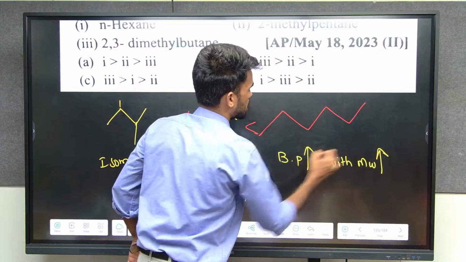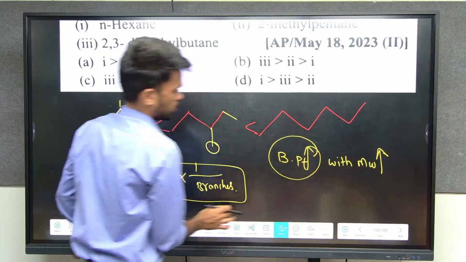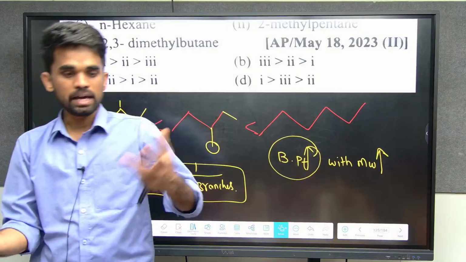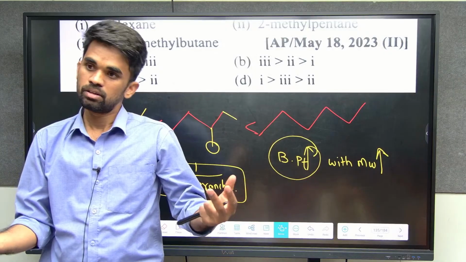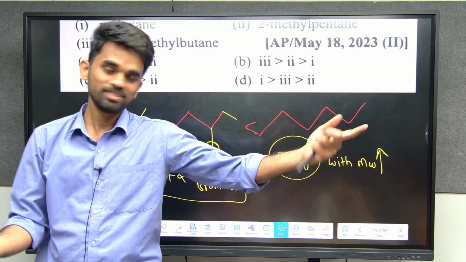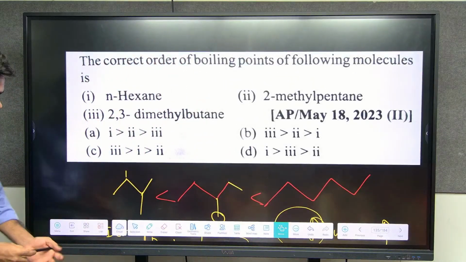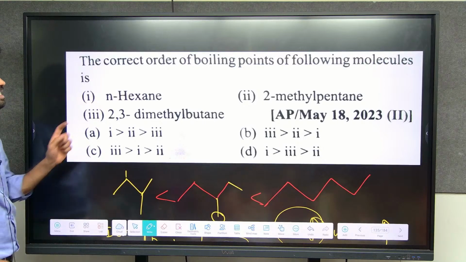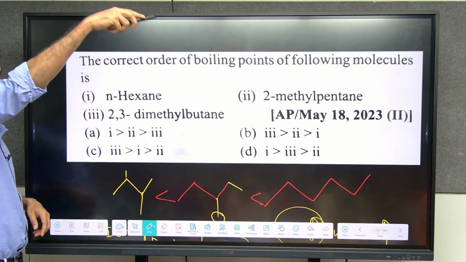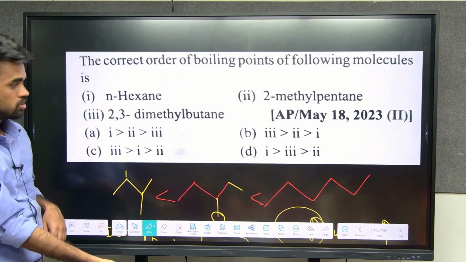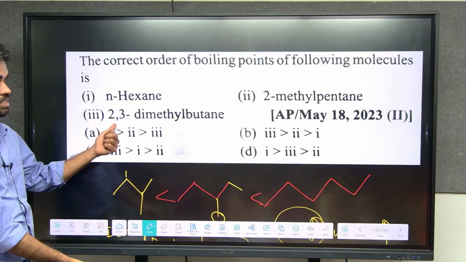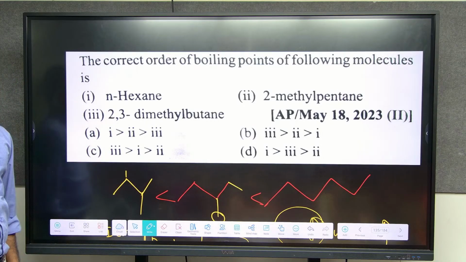Greater molecular weight, greater is the boiling point. Like butane, hexane, octane, like that. So now answer me this. Same. N-hexane means a straight chain. 2-methyl means one branch. 2 branches.